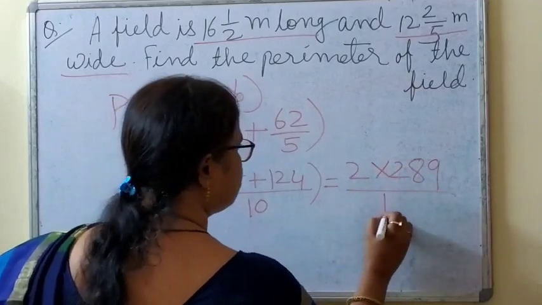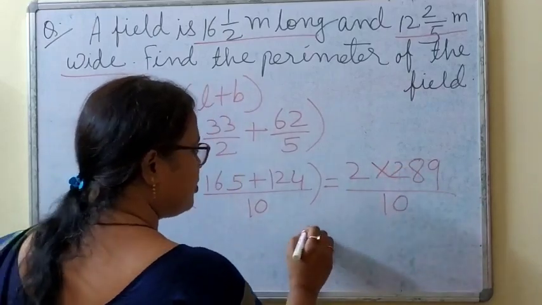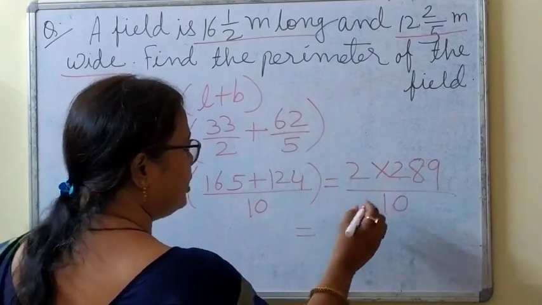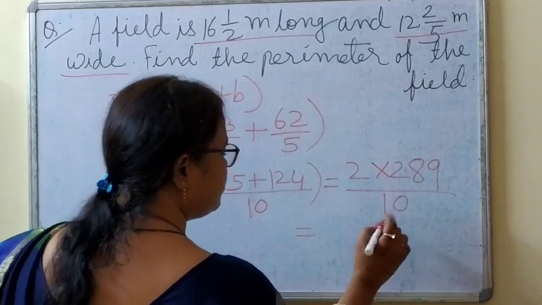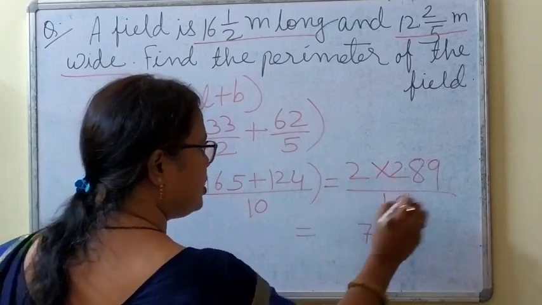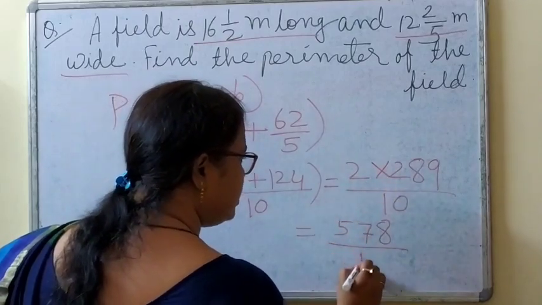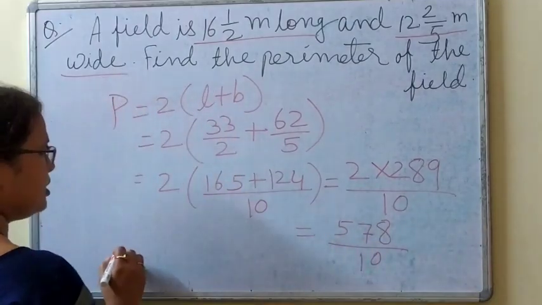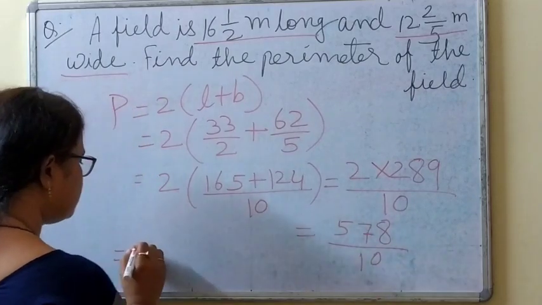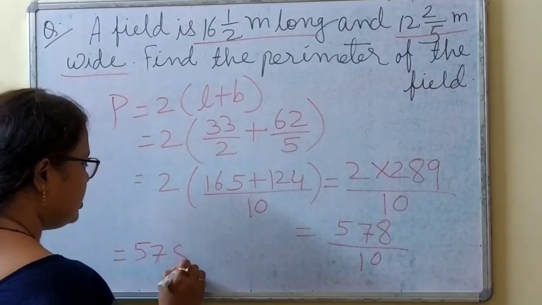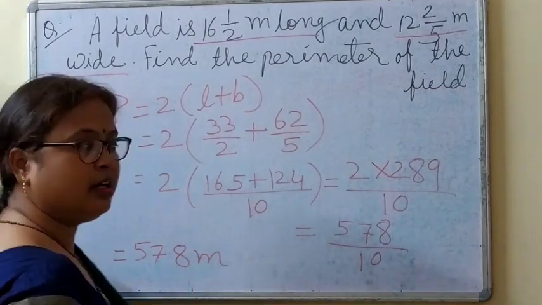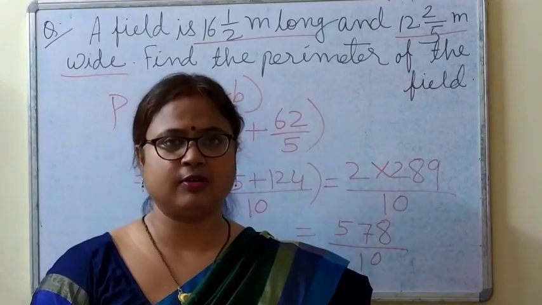Now the easy way to find the answer is to multiply this one with 2. We multiply the numerator. So 9 2s are 18, 1, 8 2s are 16 and 1 is 17, again 1, 2 2s are 4 and 1 is 5. 578 divided by 10. What can we write here? Because we have discussed earlier, 1 0 is here, so we put a decimal before 8. So 57.8 meter is the perimeter of the rectangular field.